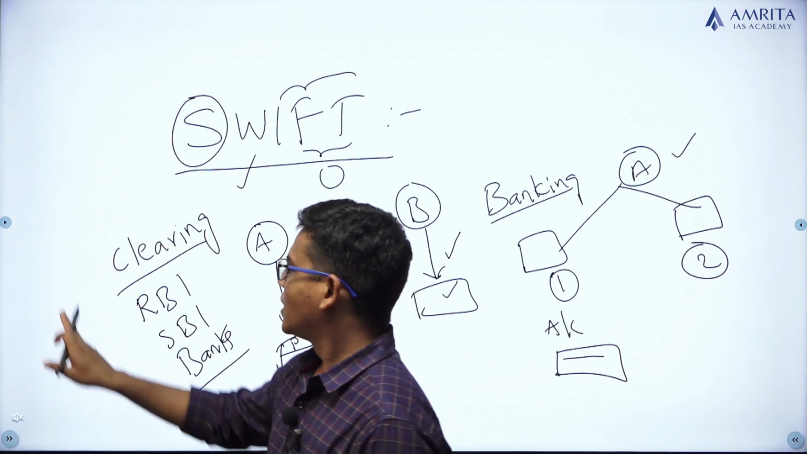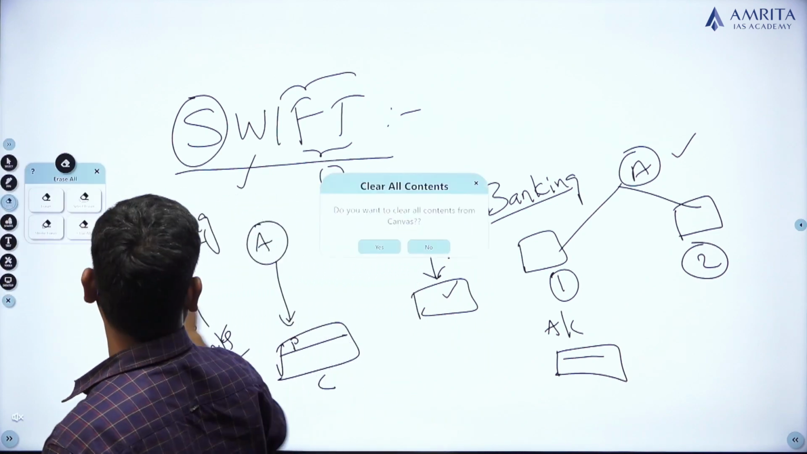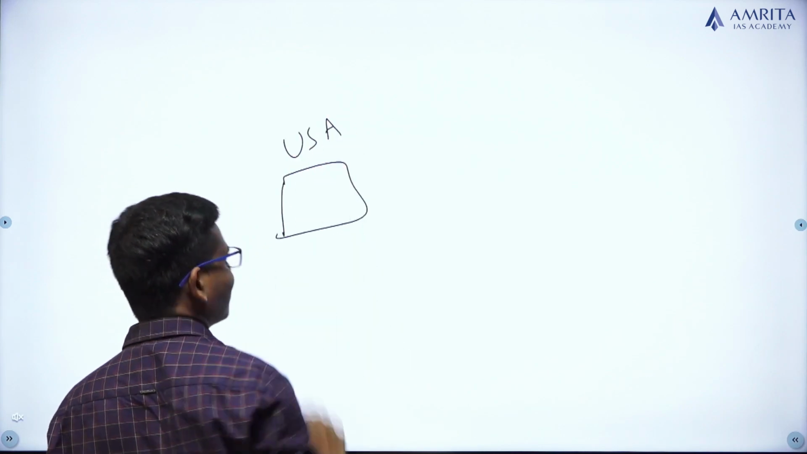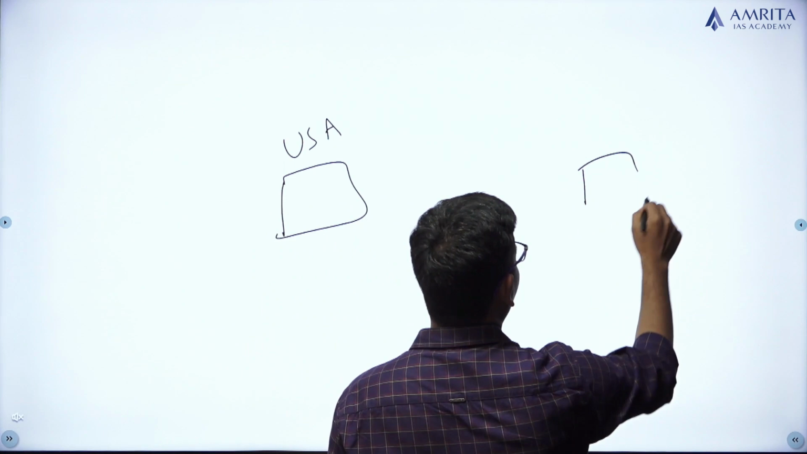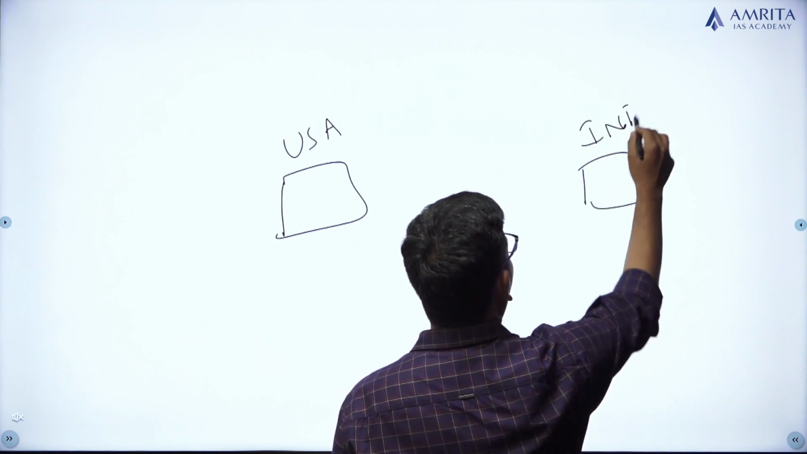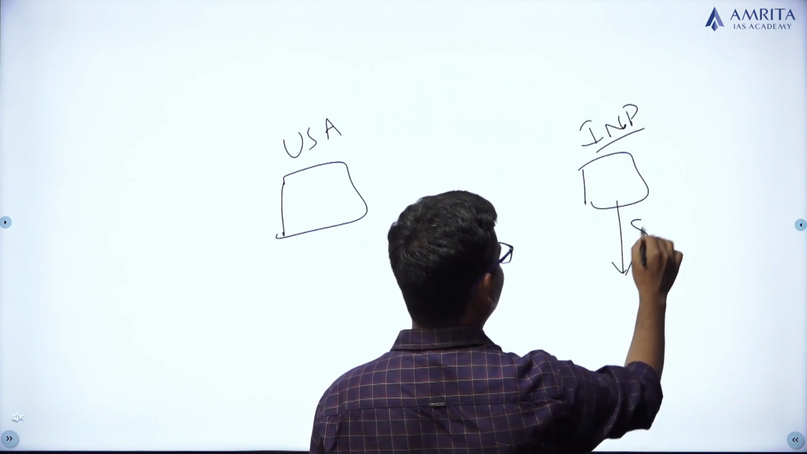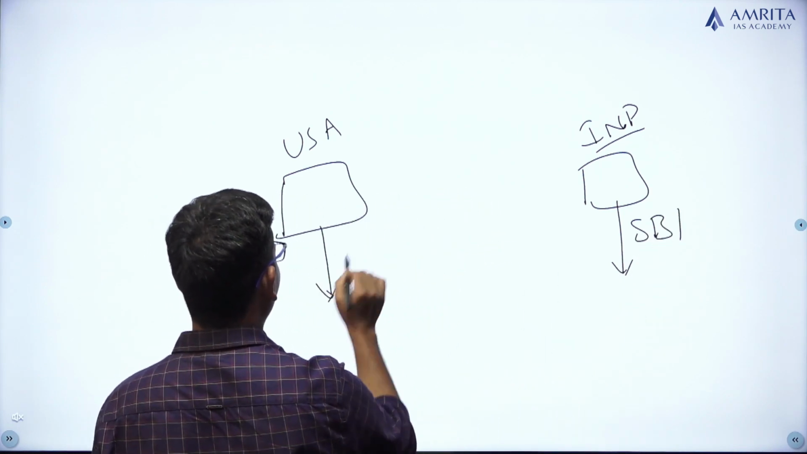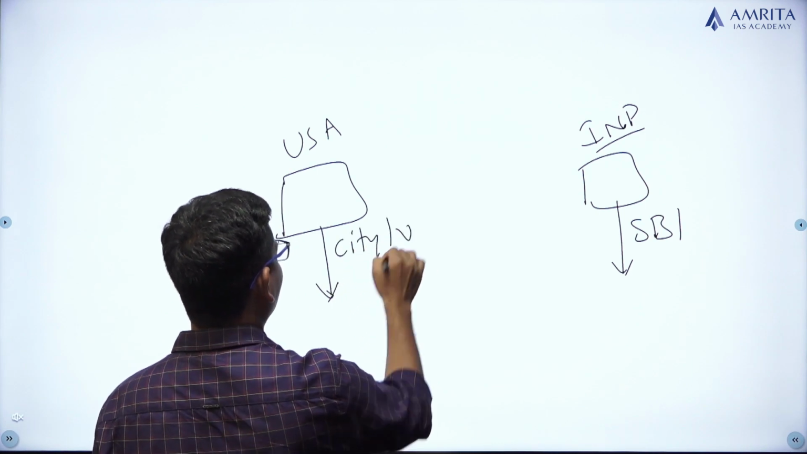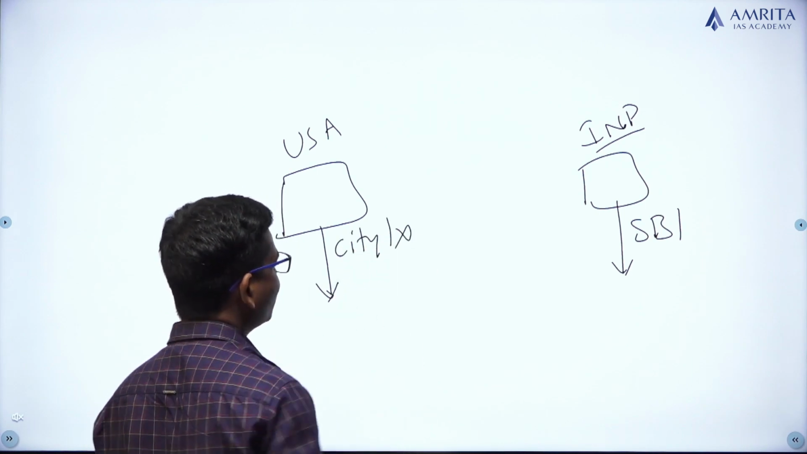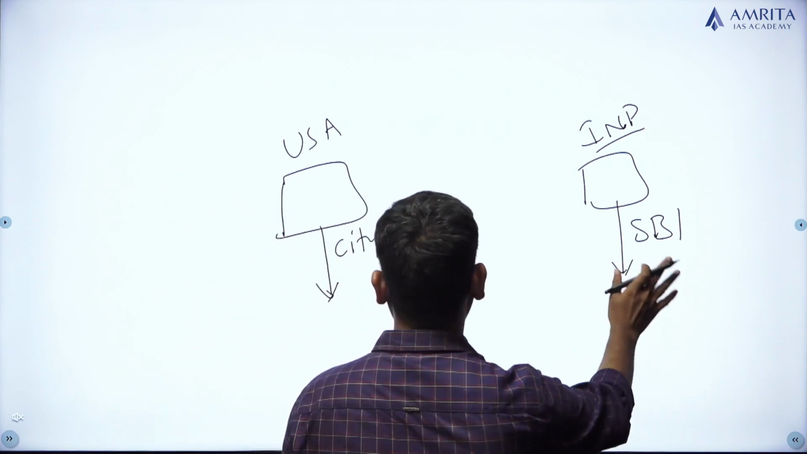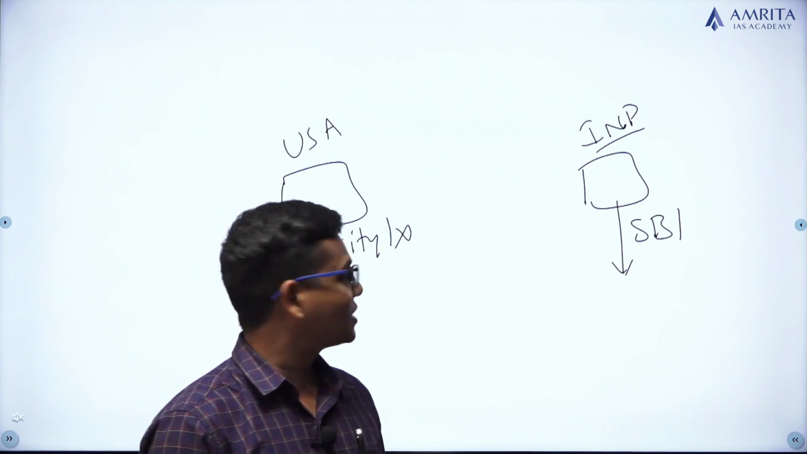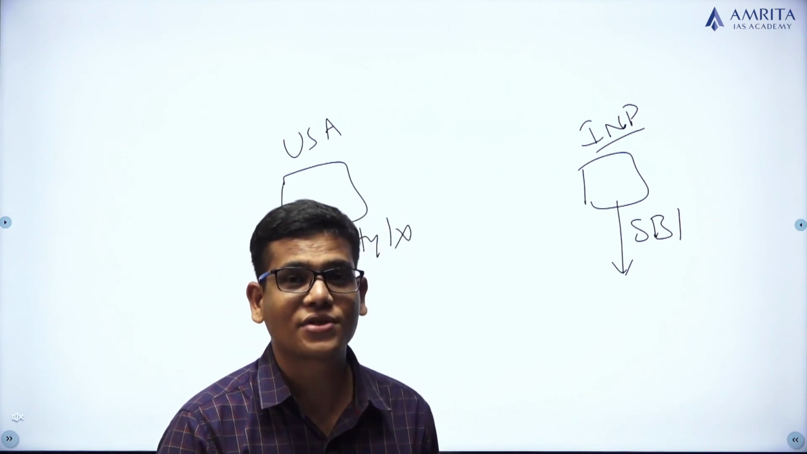Just assume you are in a foreign country, that means you are not in India. Just assume you are in the United States of America, and I am in India. So I have an account in SBI Bank in India, and someone has an account in maybe Citibank or some other bank in the USA. Now I want to send money from SBI to the account in the United States of America, which is not of the same bank and not of the same country.